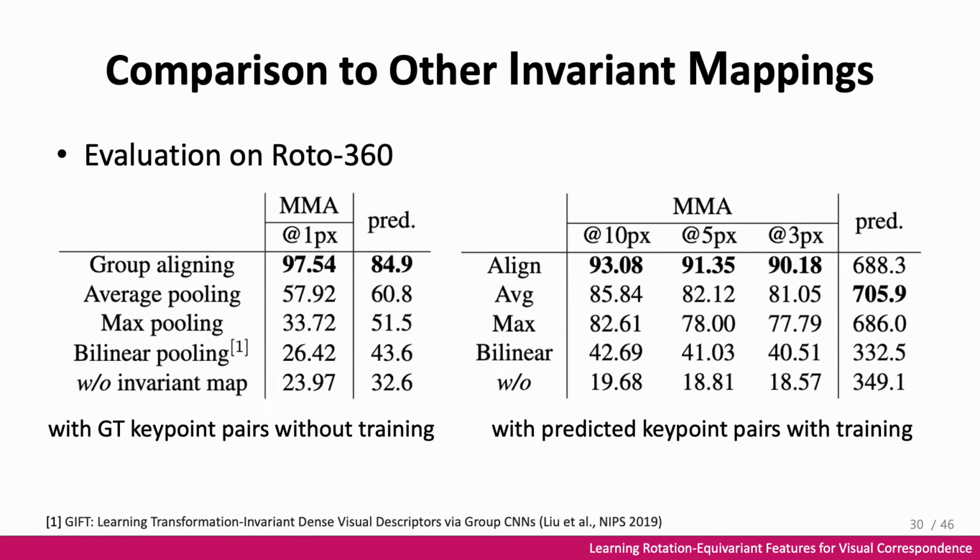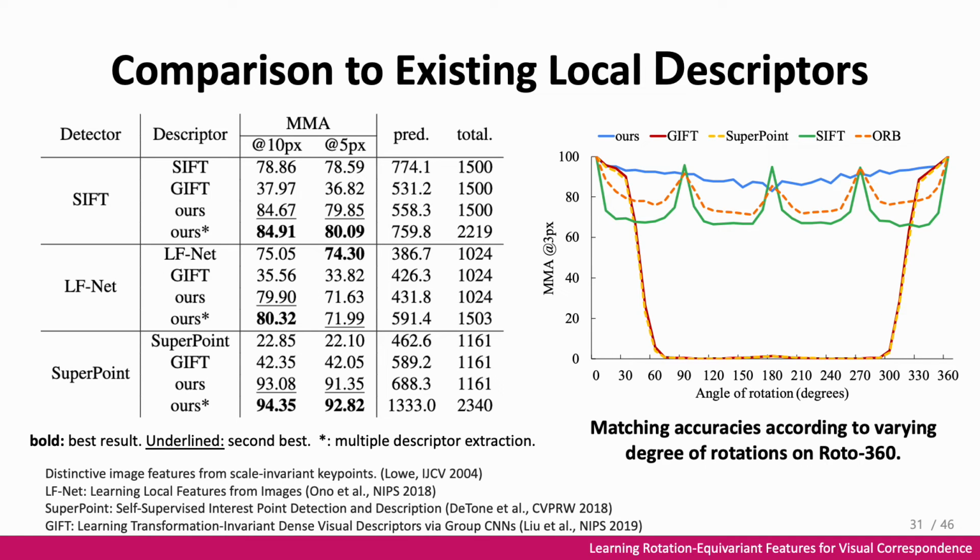At first, we compare our group aligning to the existing invariant mapping methods. The left table compares the invariant mapping operations only while keeping the other conditions. Our group aligning achieves the best performance. In the left table, our method shows better matching accuracy compared to existing descriptors on the Roto360 dataset. The right figure illustrates robustness to rotation changes.